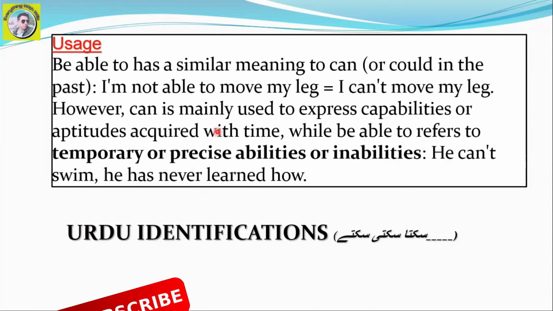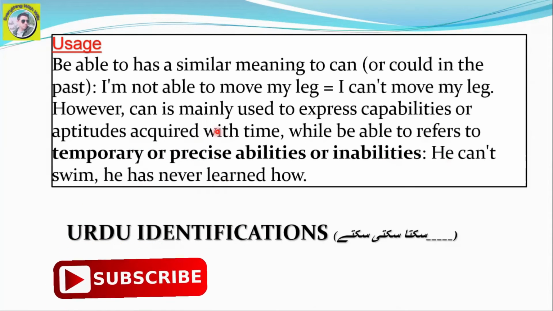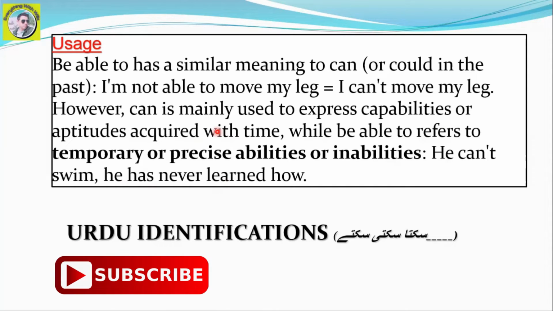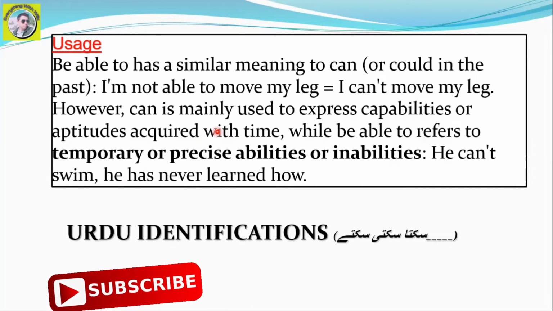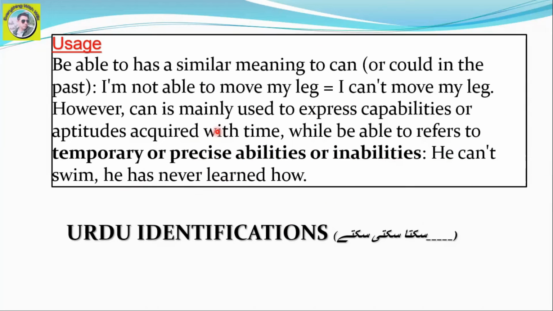Mainly, the difference is that "can" shows the ability, but does not show any time frame. If I say he can't swim, that means he does not have the ability of swimming. But when I say he's not able to swim, this shows that for a temporary period, or for that particular period, due to some reasons, he's not able to swim. But it doesn't mean that he has no ability or he cannot swim.